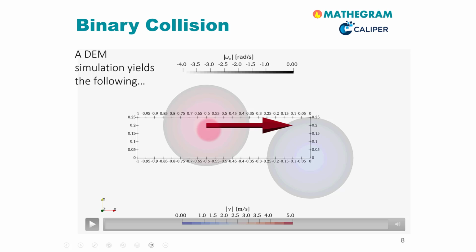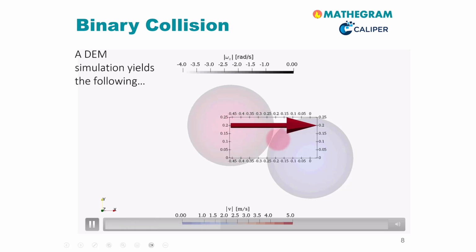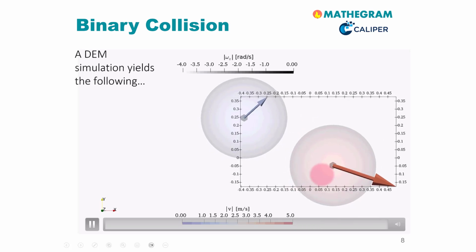Again, particles start in this configuration. Particle 2 has 0 velocity, both translational and rotational. Particle 1 has a translational velocity. So you see the particles will approach each other. Particle 2 will change its velocity, it will have an increased translational momentum. And the momentum of particle 1 will be decreased.